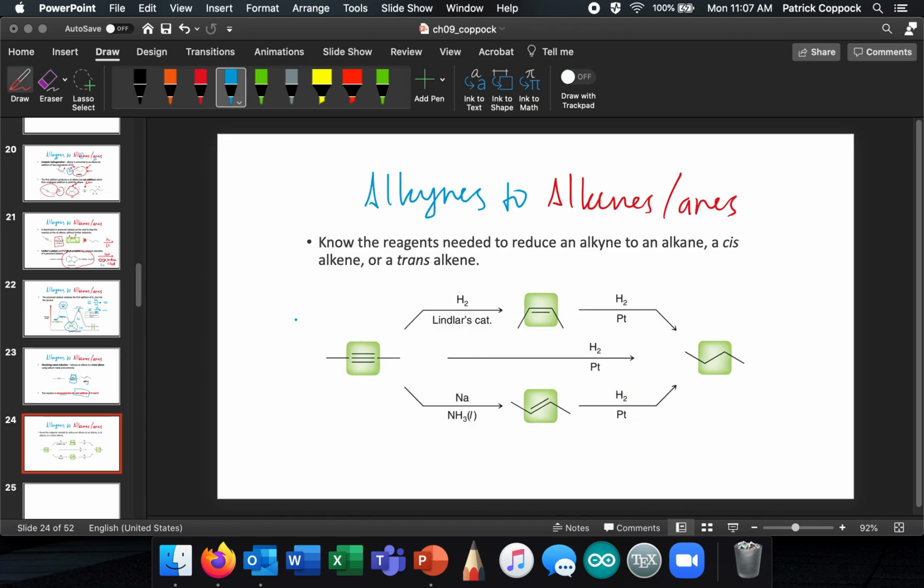So we've got two ways of making alkenes. One is Lindlar's catalyst, which makes the cis alkene. The dissolving metal reduction makes the trans alkene, and we can take any of those and go then to the alkane. So think about what those things can do for you and go practice them.